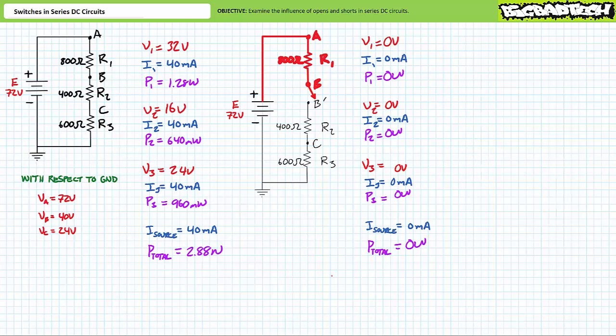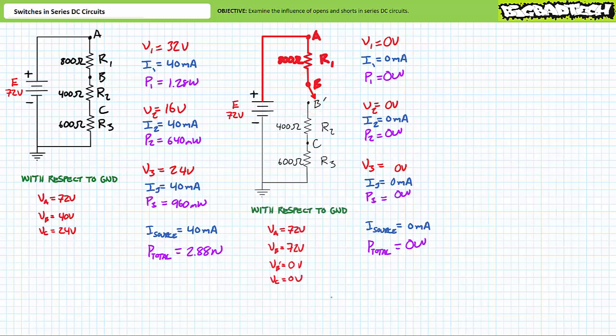In this configuration, you will note that both ends of R1 are at 72 volts. This is different than our previous configuration, and perhaps a little counterintuitive because we know R1 experiences no voltage drop if no current flows through it. I must remind you that voltage is a 2-point measurement. With one end of R1 at 72 volts and the other end of R1 at 72 volts, no voltage differential exists and no current flows. A voltmeter placed across the terminals of R1 would demonstrate a 0-volt drop. All voltage will be dropped across the open switch B to B single prime.